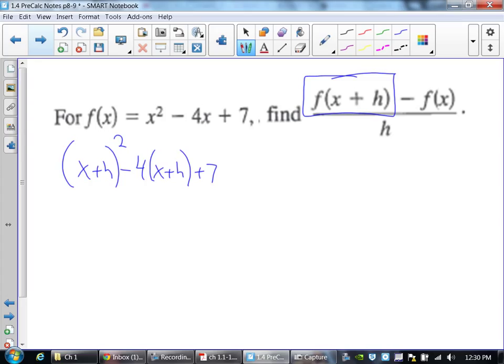F of x is 3x minus 1. What is f of 3? 3 times 3 minus 1. F of x is x squared minus 4x plus 7. What is f of x plus h? Taking the x plus h and substituting in for x. I'm doing the same thing. It's not changing. Now I have to subtract the original function. But remember, when you go to subtract the original function, make sure you throw that in parentheses.